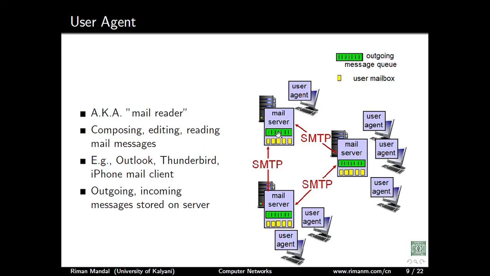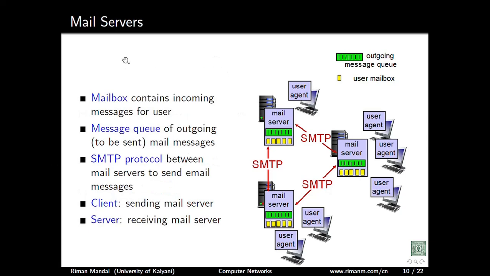This is a mail server, suppose, and SMTP is responsible for transferring the mail from one server to another. If this user wants to send a mail to this user agent, this user will compose a mail and add it to the mail server. The mail server will use the SMTP protocol to send this mail from the outgoing message queue to this user's mailbox. Then the user can use some other protocols to access and read the mail from this user mailbox.